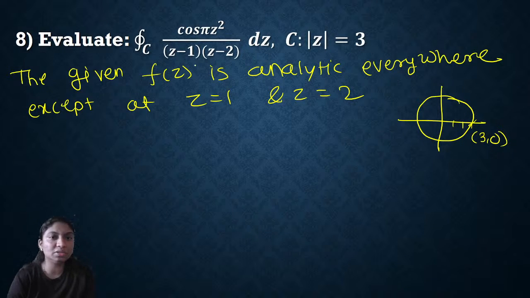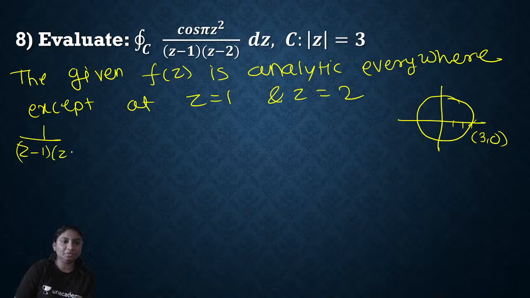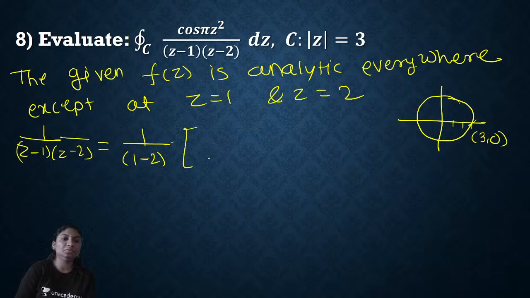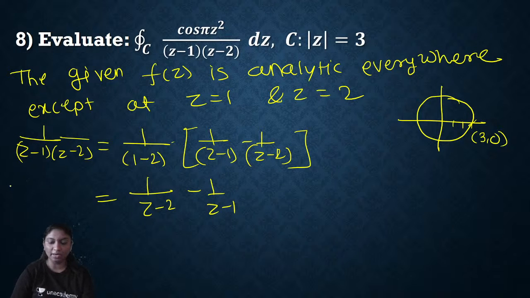So therefore we can use Cauchy's integral formula here, but before that we will separate this out. Integral over C, 1 upon (z minus 1)(z minus 2), so 1 upon (z minus a)(z minus b) becomes 1 upon (a minus b) into [1 upon (z minus a) minus 1 upon (z minus b)]. Okay, so if I observe here, the sign is minus, so we get 1 upon z minus 2 minus 1 upon z minus 1, right? So you will get this.